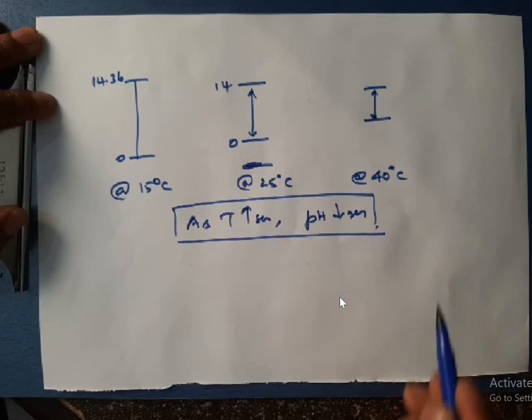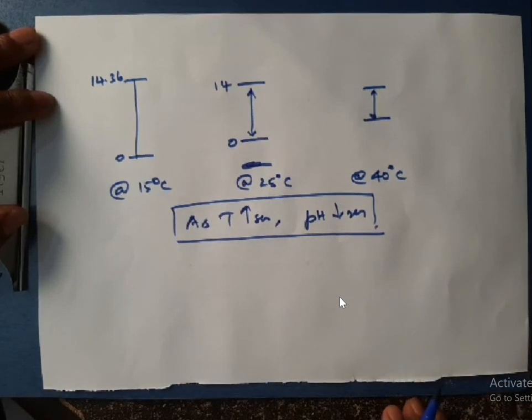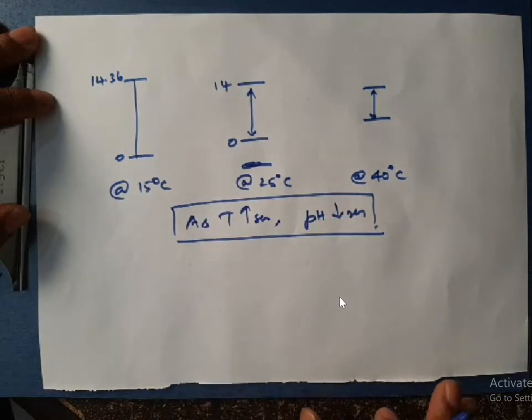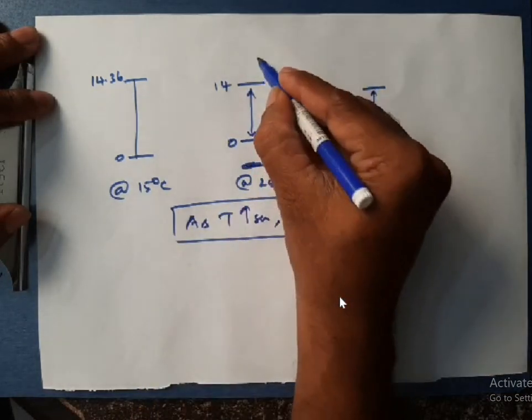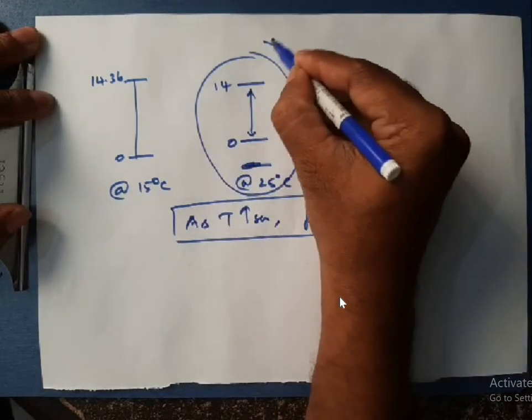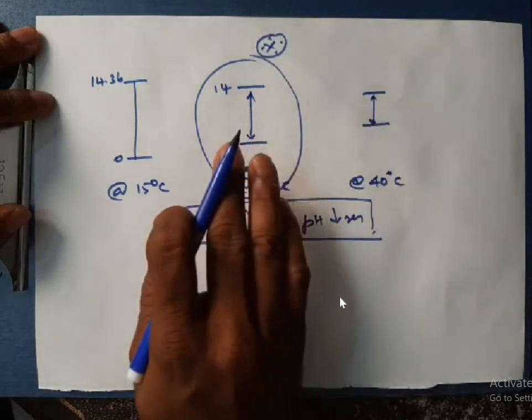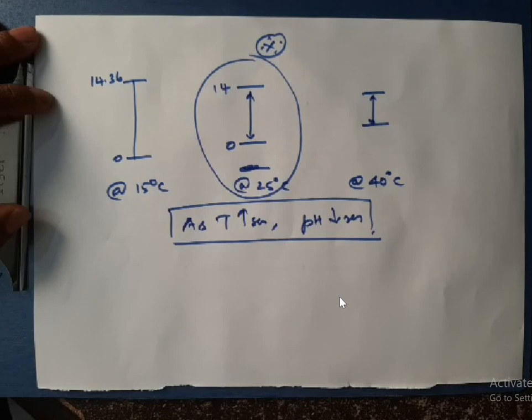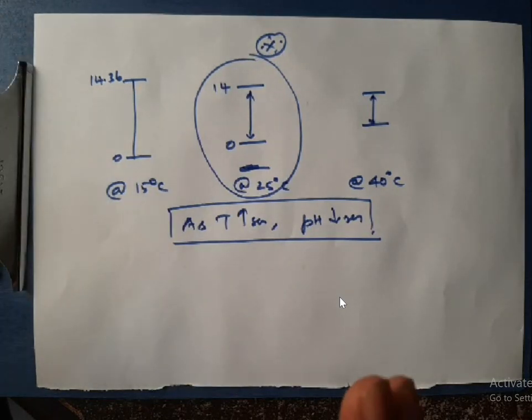As temperature increases, pH of the solution decreases. Okay, so keep this in mind. This is very, very important. But we are going to do calculations based on the assumption that the temperature of the solution is 25 degrees Celsius. Okay, so you should keep this in mind.